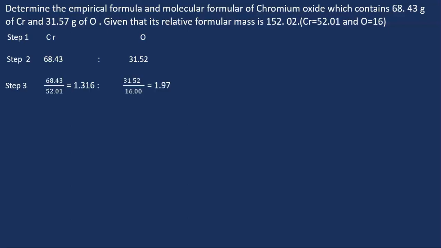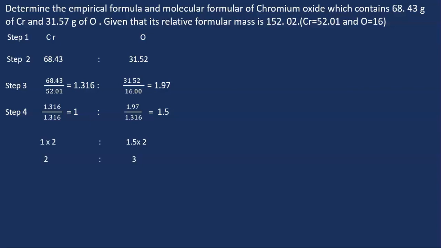Step 3, divide the mass of each element with the relevant relative atomic mass. Step 4, divide each of these numbers with the smallest number, which is 1.316, to get the ratio of the atoms. Here we get a ratio of 1 chromium atom to 1.5 oxygen atoms. But remember, we can't have decimals in the empirical formula. Therefore, we need to make 1.5 a whole number by multiplying 1.5 with 2 to get 3.